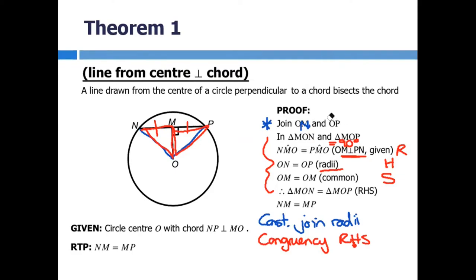Okay, and then we're going to have a look and see how we can use this. So basically, if we've got a line from the center going to a chord, remember a chord is a line going across from one side of the circle to the other. I actually just realized we possibly need to have a look at all our terminology and make sure we're all okay with that.